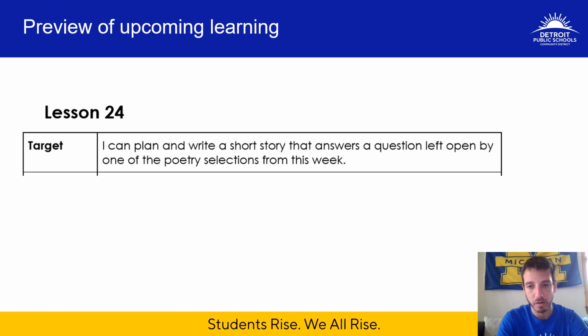The learning target for tomorrow, lesson 24, is I can plan and write a short story that answers a question left open by one of the poetry selections from this week. So you're going to basically write a short story, and it's going to be a response to a question that was left unanswered by one of the two poems this week. So you get to choose what poem you write your short story for.